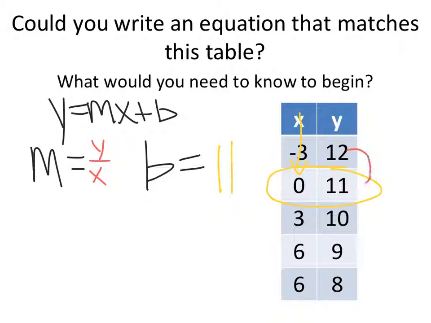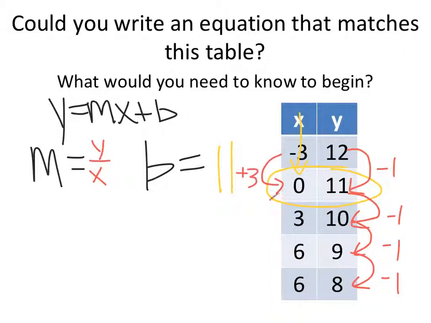So let's see what's actually happening. To go from 12 to 11, we go down 1. 11 to 10, down 1. 10 to 9, down 1. 9 to 8, down 1. What's happening in x? Negative 3 to 0, up 3. 0 to 3, up 3. 3 to 6, up 3. 6 to 9, up 3. So the change in y is we went down 1, but we went up 3.